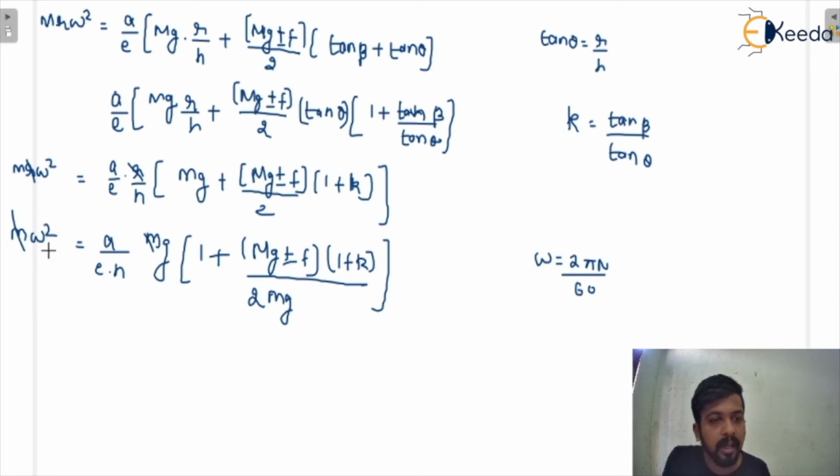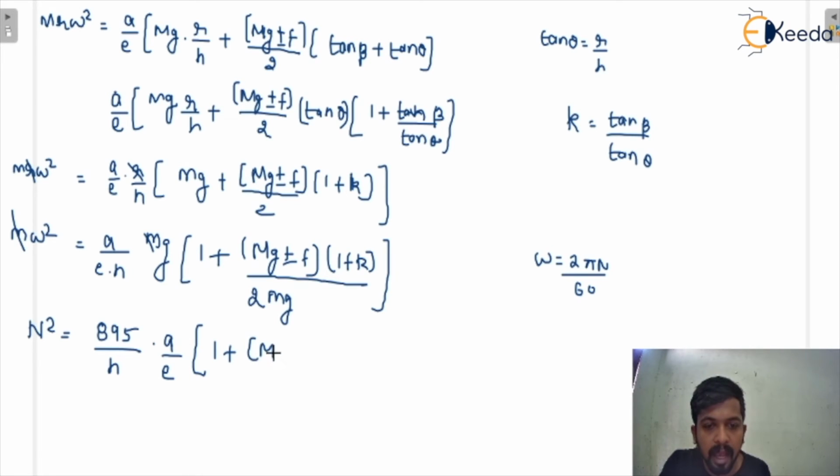So I'm just replacing omega, that means angular velocity in radian per second, into revolution per minute, RPM. So I'm writing here the final result, that what comes out is N square is equal to 895 upon h multiplied by a by e, 1 plus (mg plus minus f) multiplied by (1 plus k) upon twice mg. So that is the relation for finding out the height of the governor.